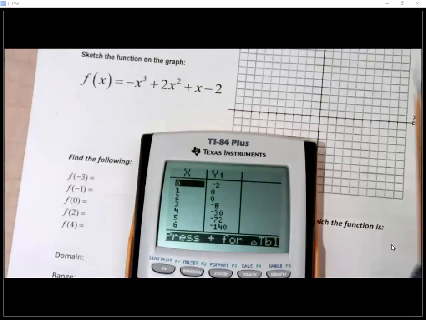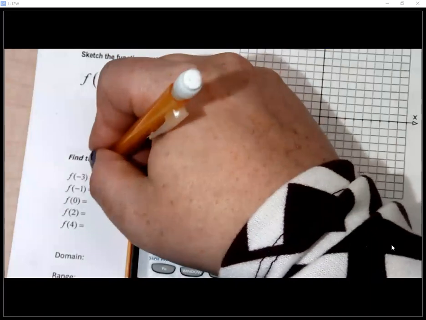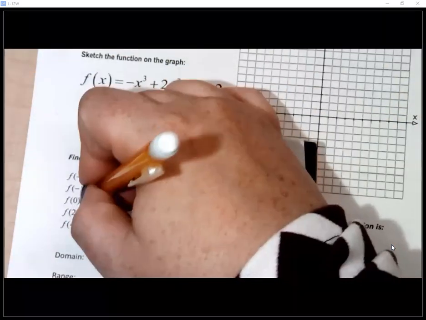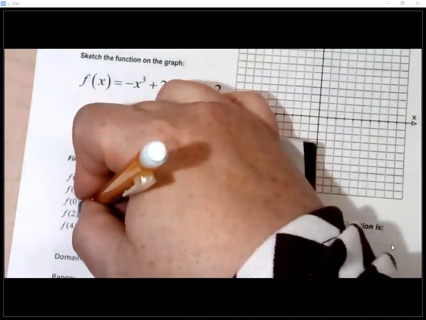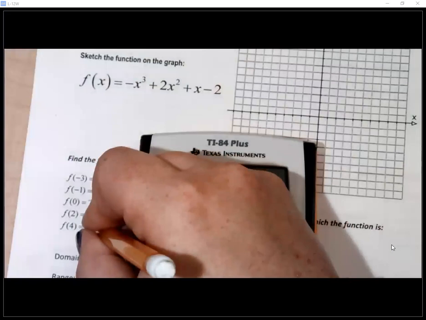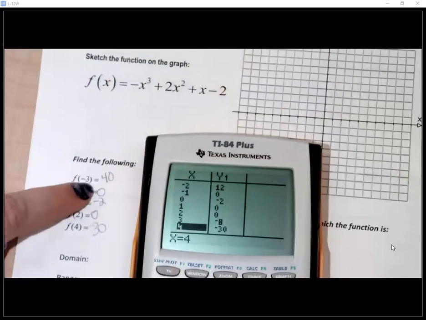So that was second and then graph. And you can just scroll up and down and see the different values. So -3 is 40. -1, you got 0, 2. Okay, did you get the same 5 values that I did? 40, 0, -2, 0, -30. Yeah. Okay, now that told us a whole bunch of information right there.